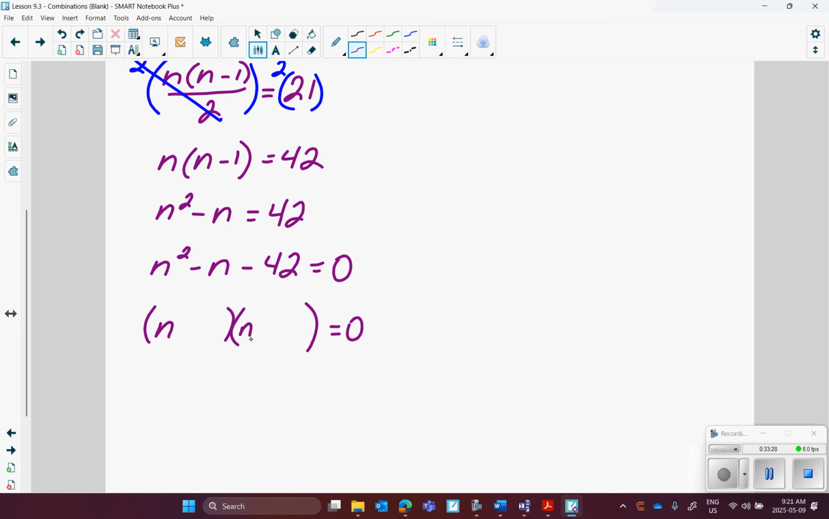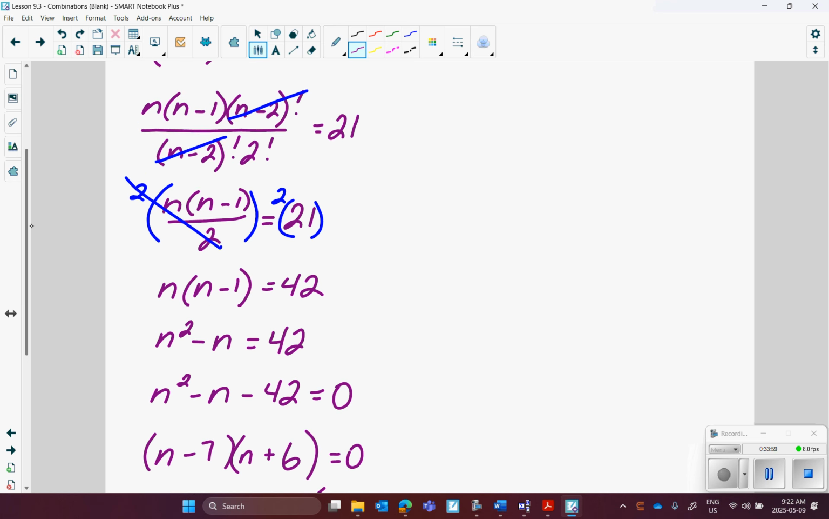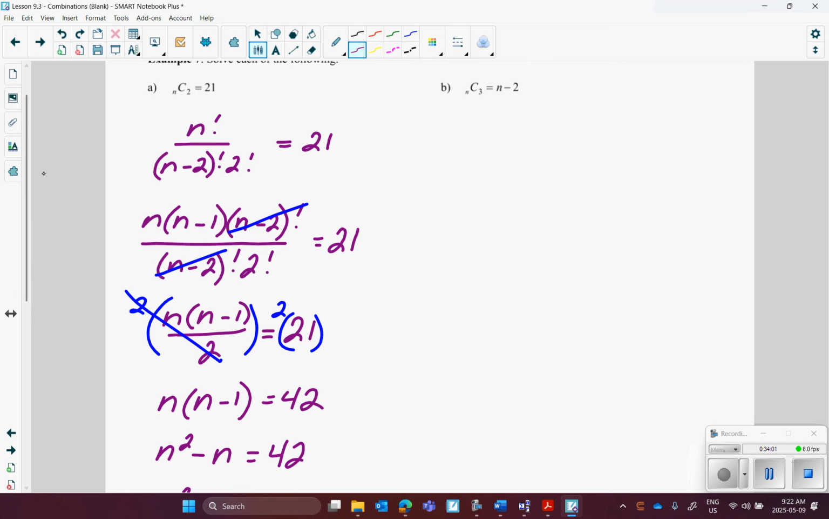Minus 7 plus 6, which means what are my 2 potential solutions? Are both of those good solutions? No, because remember, n has to be greater than 0. So that's out. Can't have a negative. And this one.